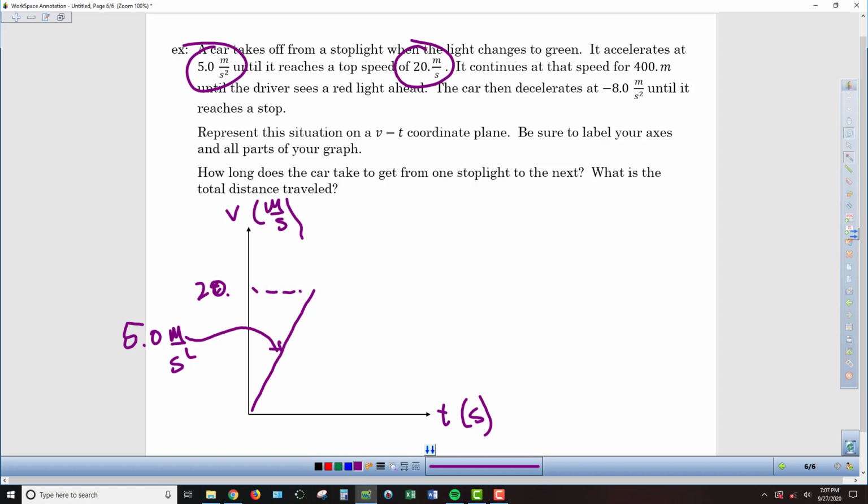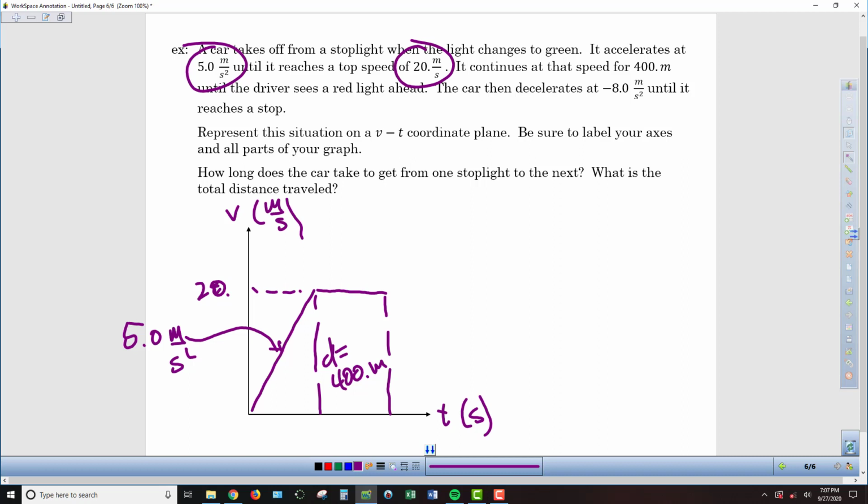So then we're told that we're going to continue at that speed for 400 meters. So again, that's a distance. We're keeping a constant speed, so that's why I have a horizontal line there. And so that's going to be for a distance of 400 meters. So that's the area underneath the curve.